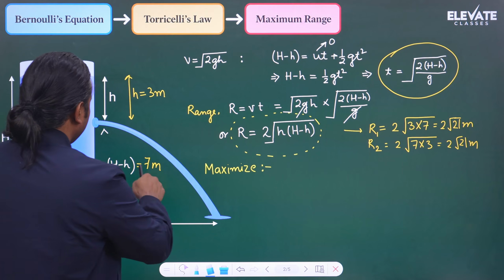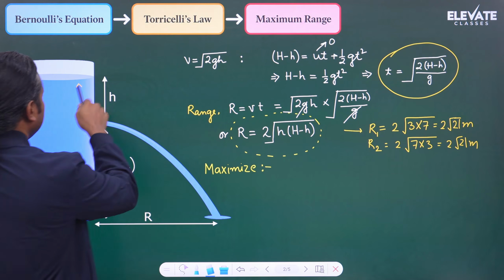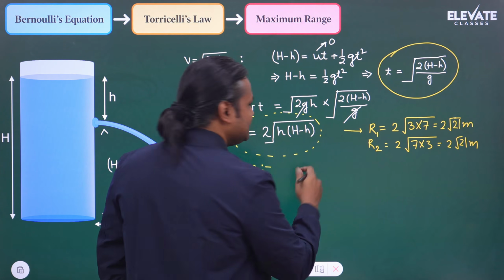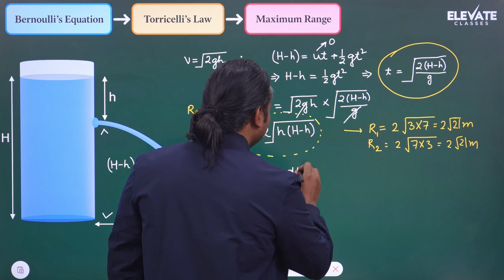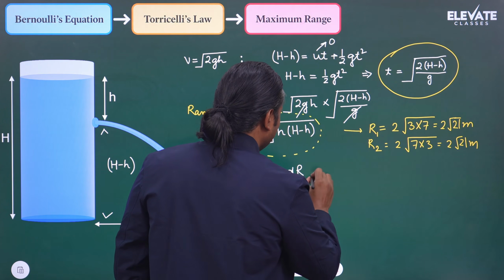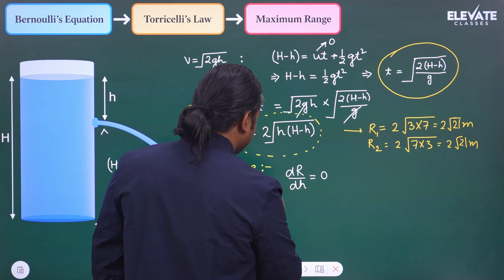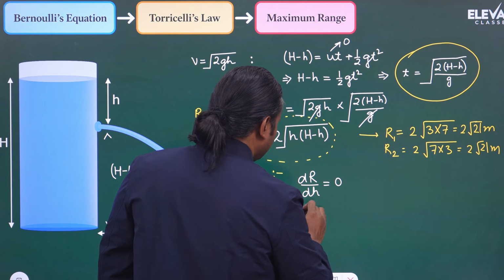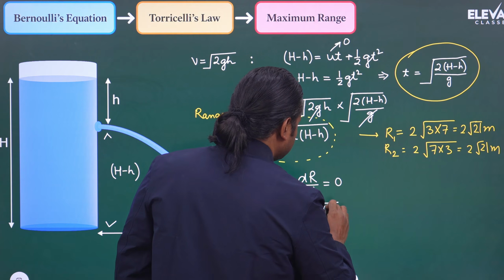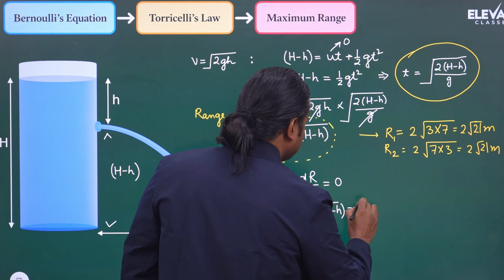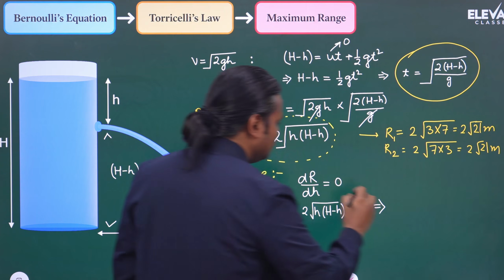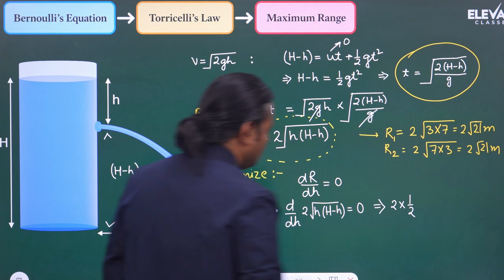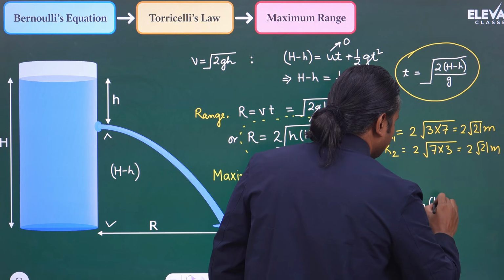So now let's try to maximize this function to get our final answer. Easy peasy lemon squeezy, yeah? So dr upon dH is equal to 0. If I do that, this is a very simple calculation of d upon dH. Here you have twice root over small h, capital H minus small h is equal to 0. This calculation simply gives you 2 times, here you have square root, so you can say half, and here you have h, capital H minus small h.